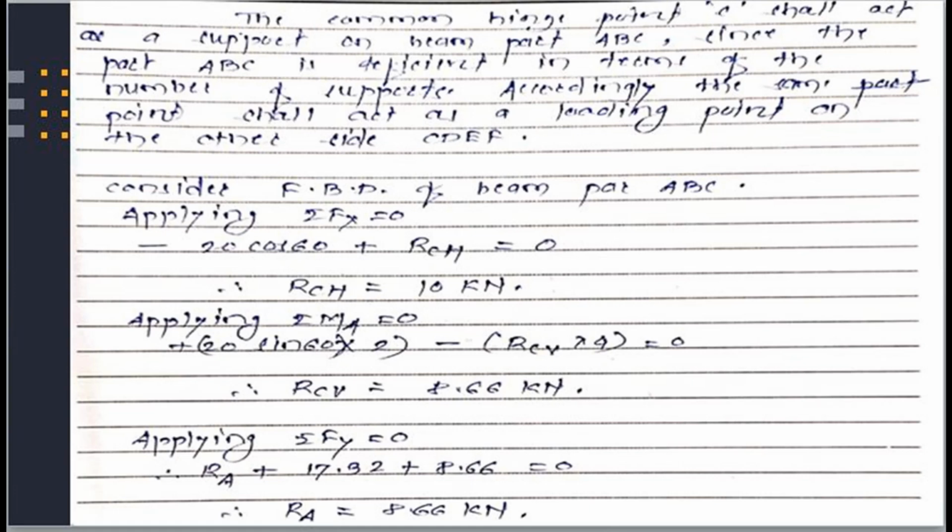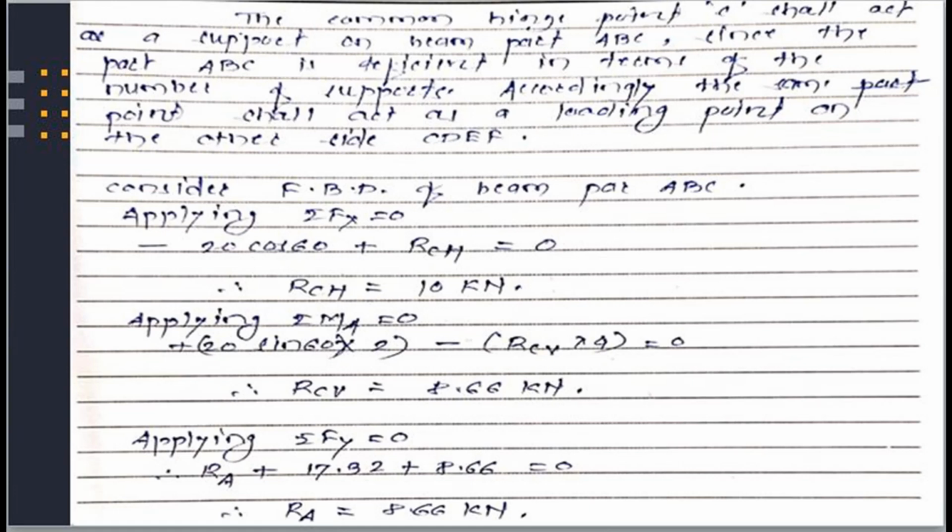Now again RCV will rotate in anti-clockwise direction about point A, and perpendicular distance of that RCV from point A is 4 meter. Therefore moment is equal to minus 4 into RCV. Therefore we get RCV is equal to 8.66 kilonewton.